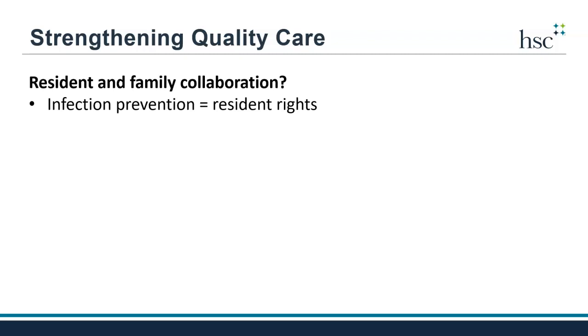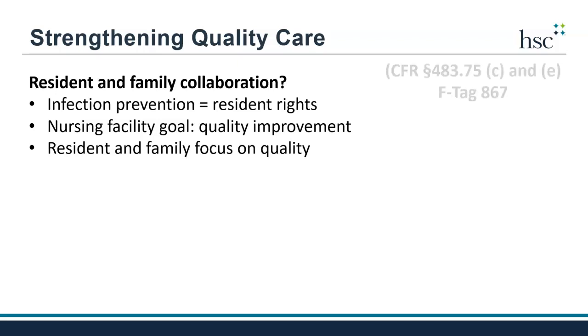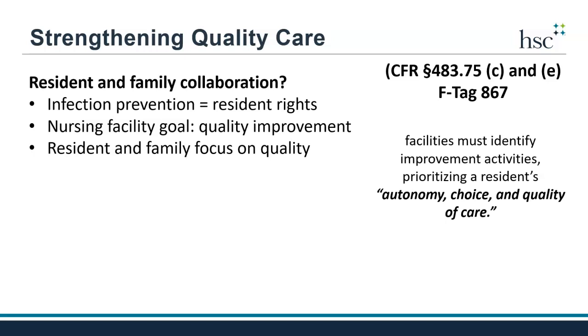As nursing home community leadership, quality care and improving quality is a major goal. Primary process improvement priorities likely include strengthening infection prevention, quality care, as well as resident rights. In particular, with the implementation of CMS Phase 3 guidance, the regulatory expectations regarding these process improvement priorities have become a focus, including involvement of residents and their representatives, such as family members. Per CMS, facilities must identify improvement activities, and these activities must prioritize a resident's autonomy, choice, and quality of care.